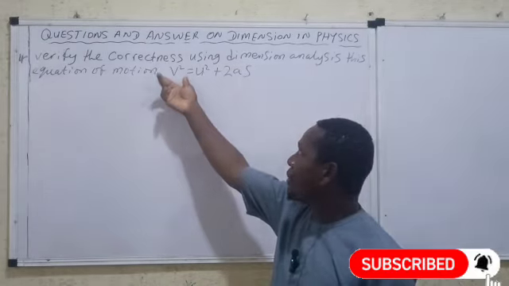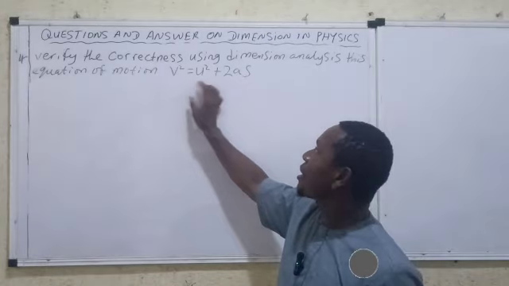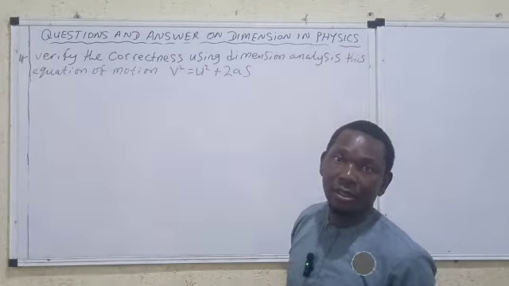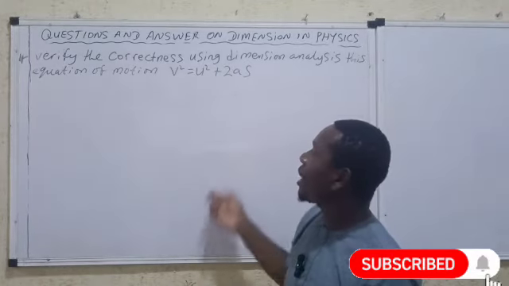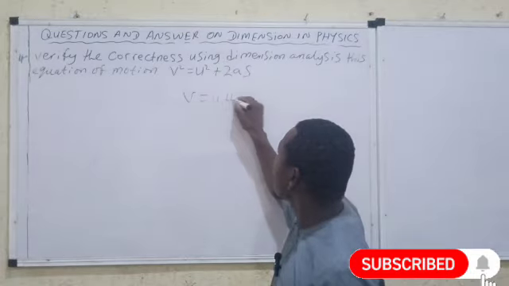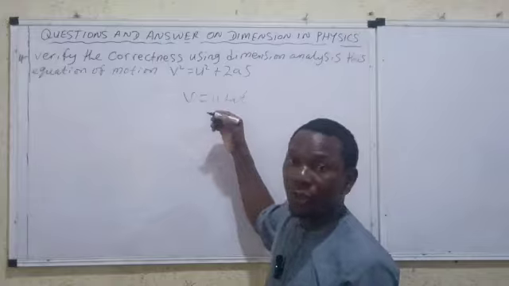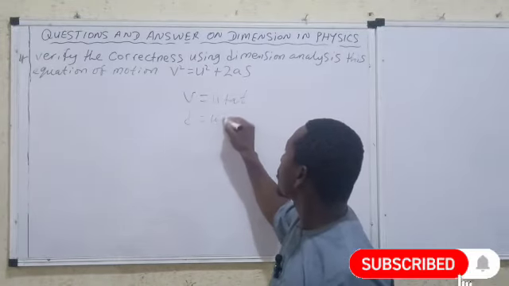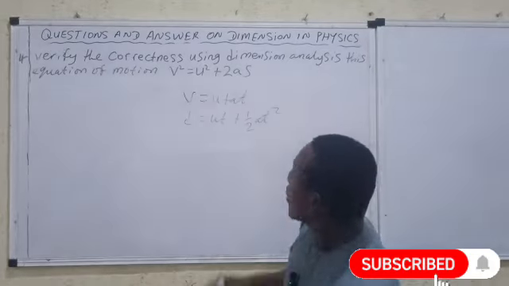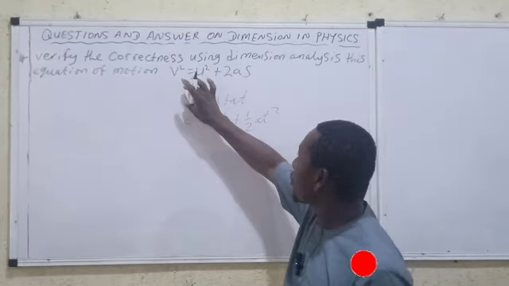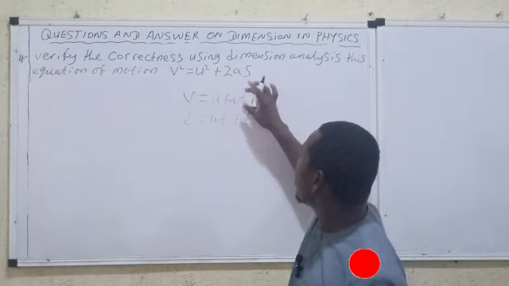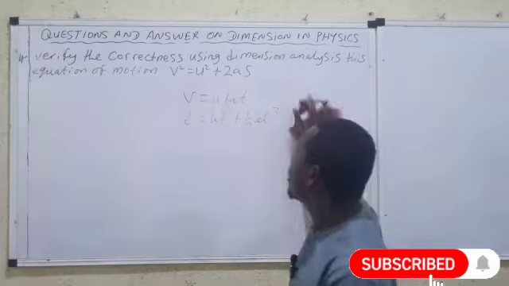So I'll get the dimension of this, and if it's the same as the dimension of this, and also the same as the dimension of this, it is correct. For example, you have other equations: v equals u plus at. You have others, like distance s equals ut plus half at squared. If I check the dimension of this, it must be equal to this, and it must also be equal to this. So this has the same dimension as this, and this also has the same dimension as this. So just do that.